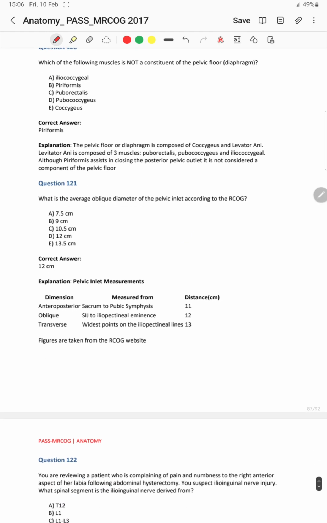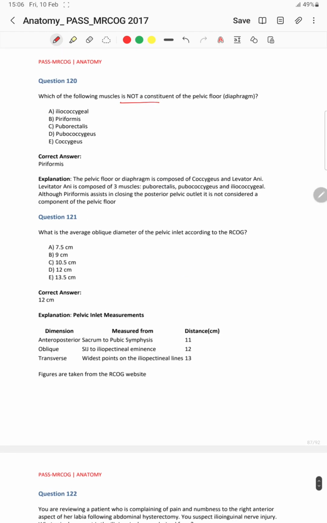Question 120. Which of the following muscles is not a constituent of the pelvic floor or the diaphragm? It is the piriformis, because the pelvic floor or diaphragm is composed of the coccygeus and levator ani. Levator ani is composed of three muscles: the puborectalis, pubococcygeus, and the iliococcygeus. Although the piriformis assists in closing the posterior pelvic outlet, it is not considered a component of the pelvic floor.